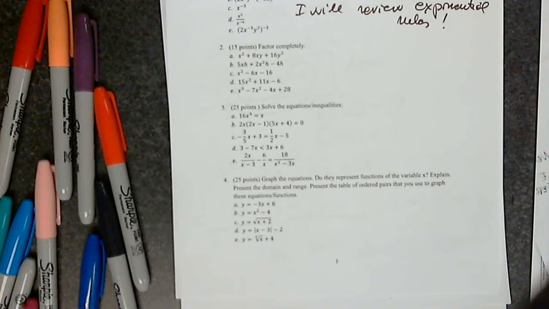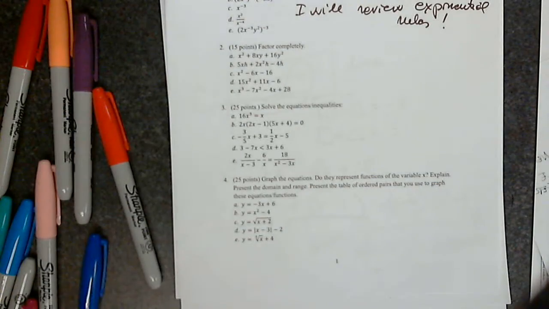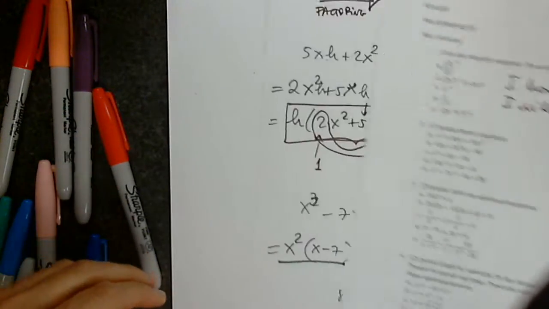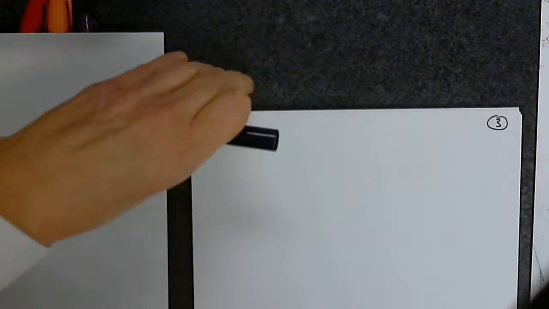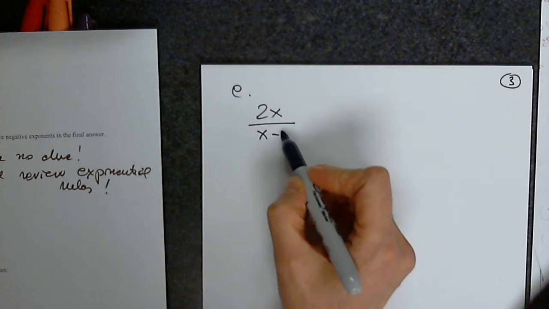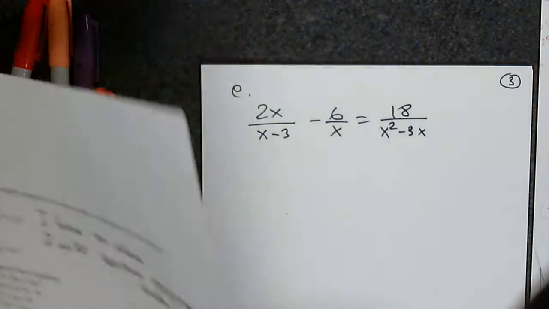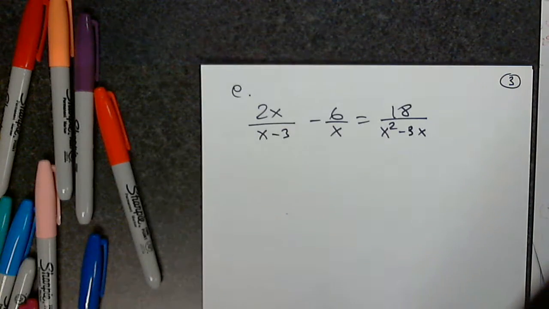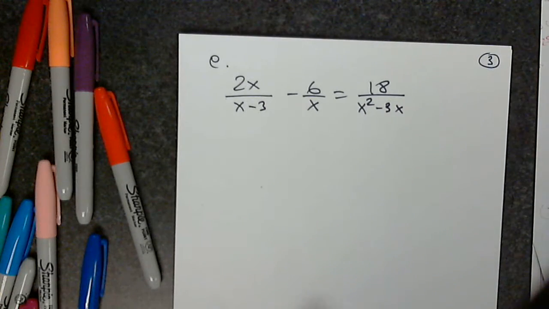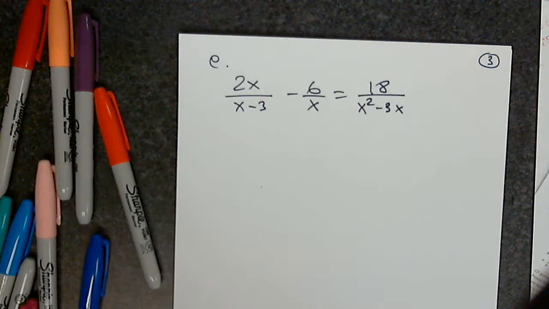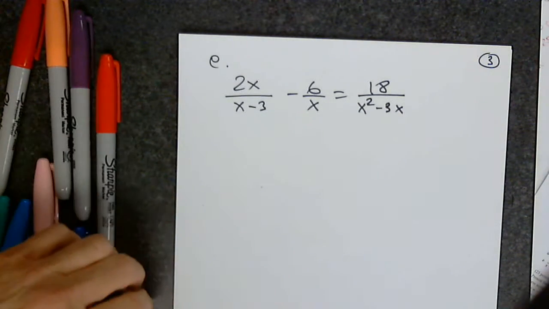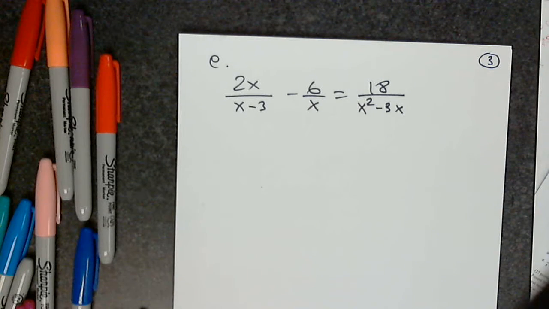Okay. Which problem are we going to pick? Which one? E. Good. So in E we have 2x over x minus 3 minus 6 over x equals 18 over x squared minus 3x. This is the most involving of all of them in this particular problem. Very good. What type of equation is this? Is it an equation, by the way, or inequality?